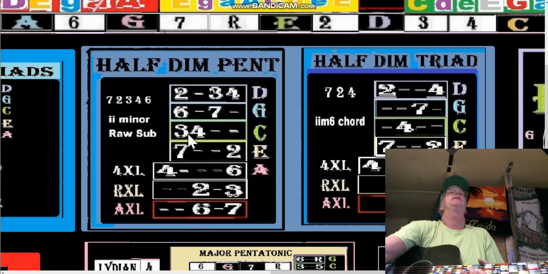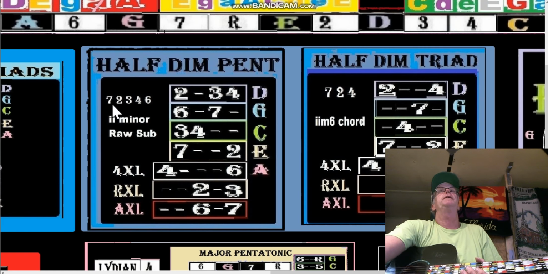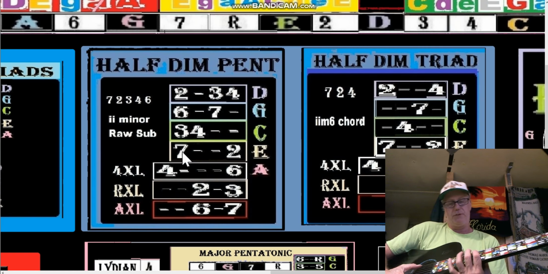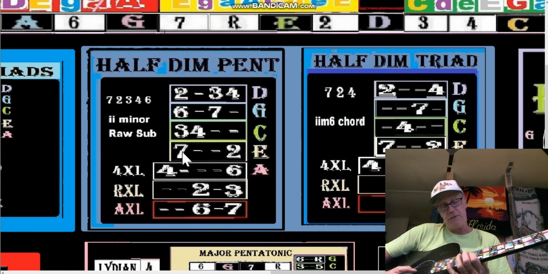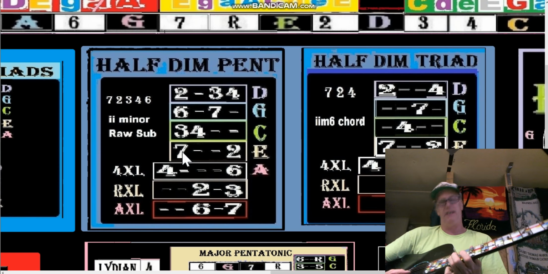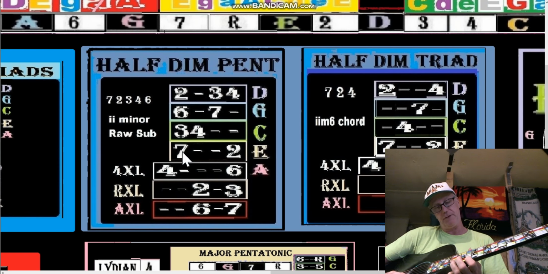So let's actually just play it the way it's written. It would start on the E shape, which would be 7. So it'd be 7, 2, 3, 4, 6, 7. Then we play the whole D shape. That's what I wanted to show you before. The whole D shape into the A shape that is just a 6. And then we repeat the E shape, which is 7, 2.